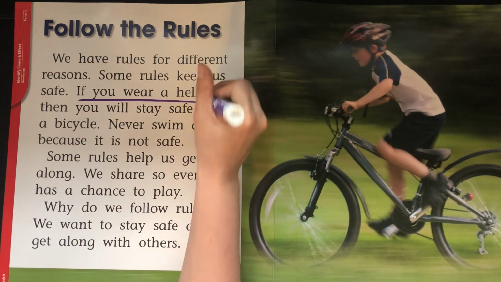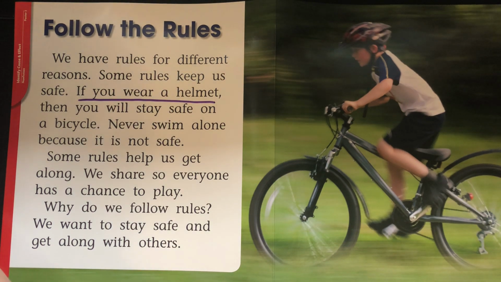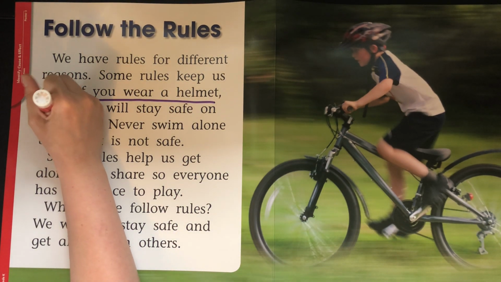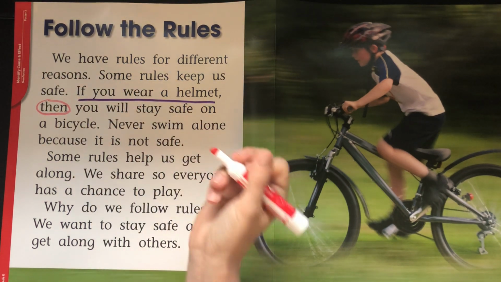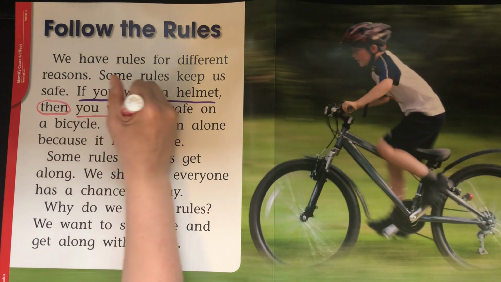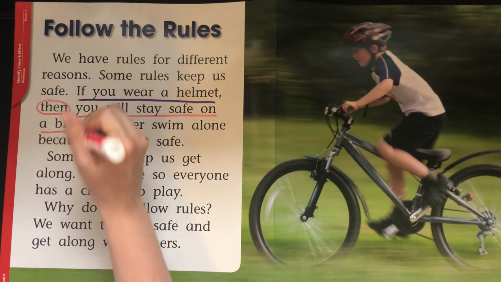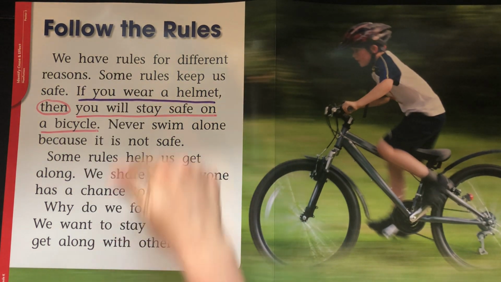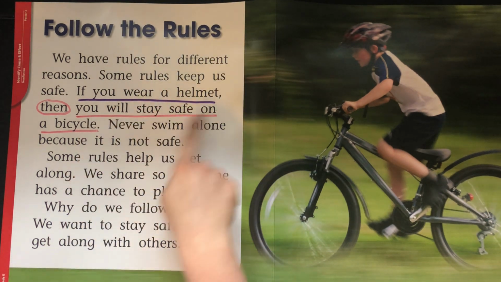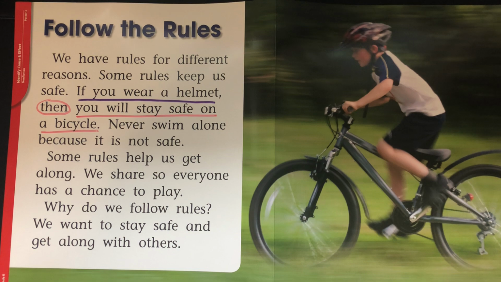So I'm going to underline that in purple. And then I see a signal word. Do you see it? Yeah, we have this signal word of then. We learned this earlier in the year, so this is more of a review. If you wear a helmet, then you will stay safe on a bicycle. So the cause, wearing a helmet. The effect, you will stay safe on a bicycle. So the cause is if you wear a helmet. The effect, you will stay safe when you're riding a bicycle.